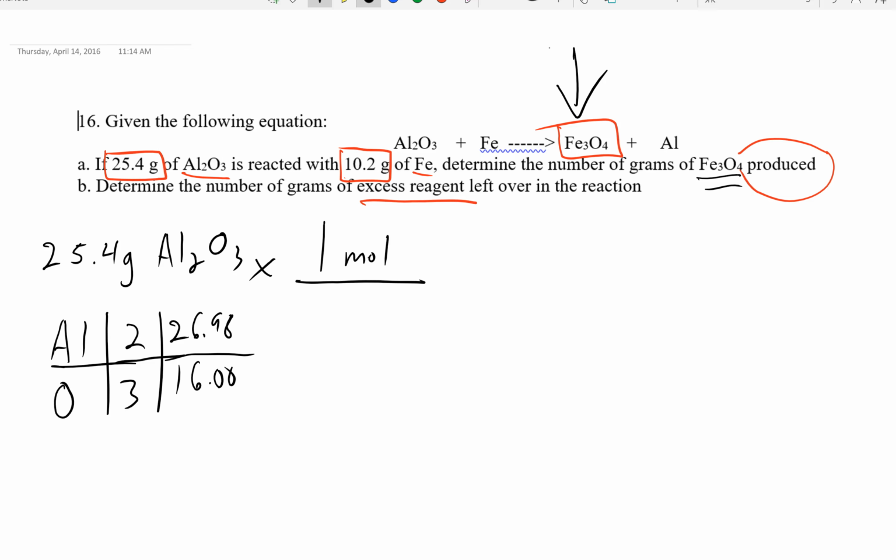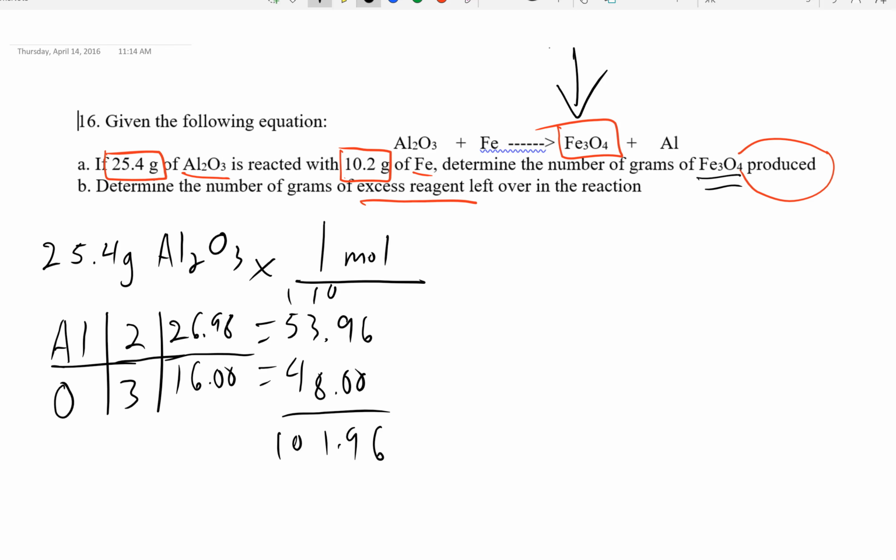So when we do that math, we're going to see that 3 times 16 is equal to 48, and 2 times 26.98 is equal to 53.96, I'm going to say. Something like that. I think I'm close. So 101.96, is that about right? Cool. I'm going to round that up to 102.00.